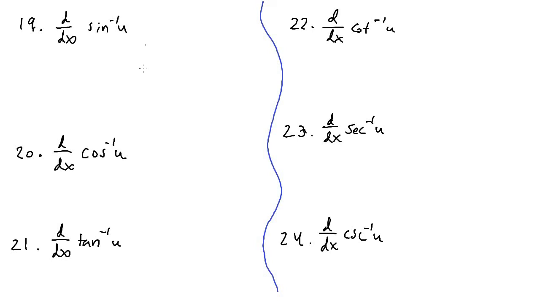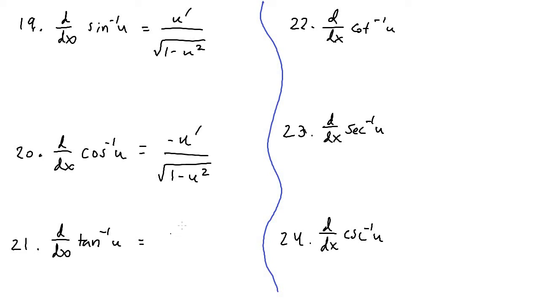So starting off with 19, the derivative of inverse sine of u is going to be u prime over the square root of 1 minus u squared. Number 20, derivative of inverse cosine of u, remember that's just the negative version of inverse sine, so it's going to be negative u prime over the square root of 1 minus u squared. Now, derivative of inverse tangent of u is going to be u prime over 1 plus u squared, and derivative of inverse cotangent is just the negative version of inverse tangent, so that's going to be negative u prime over 1 plus u squared.